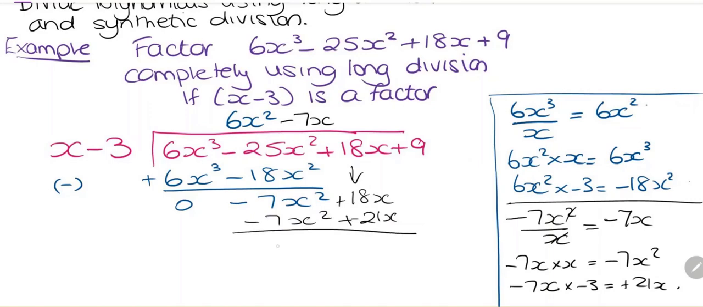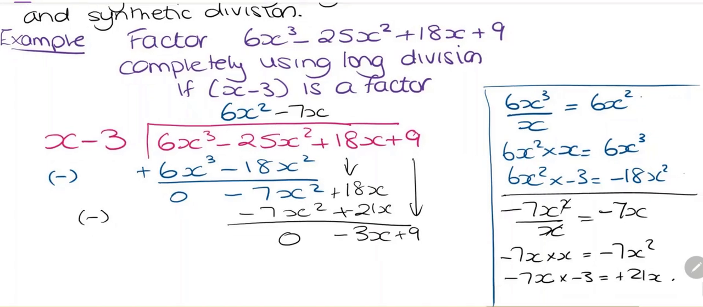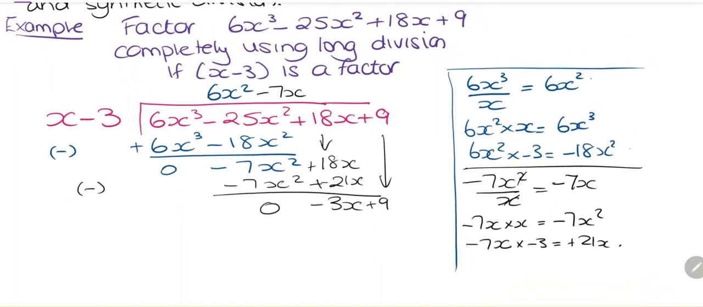And we're going to subtract. So when these become positive, this is going to be 0. So this is 18 minus 21, so it's going to be minus 3x. So I'm going to bring down the plus 9. So we're going to repeat.